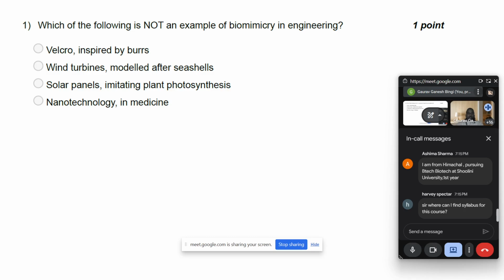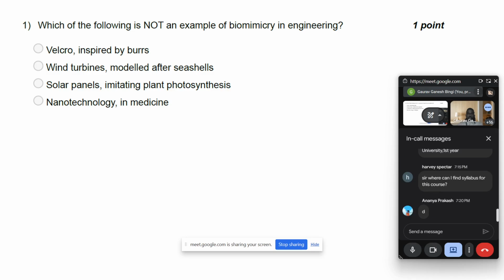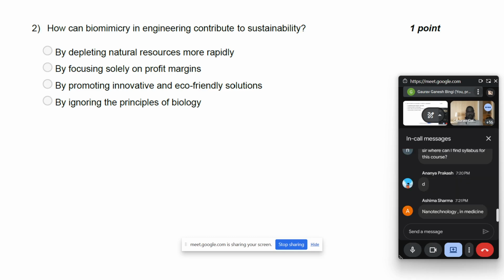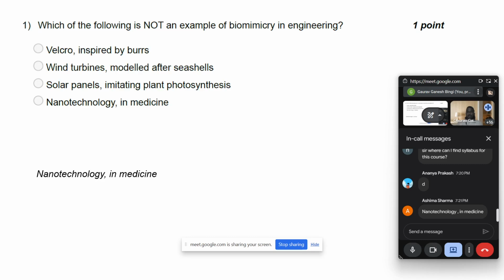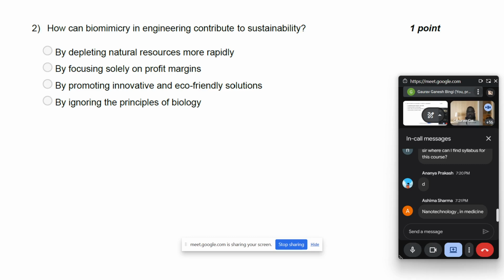Which one do you all feel? Write it in the chat box or unmute yourself and answer. Is it Velcro inspired by birds, wind turbines modeled after seashells, solar panels imitating plant photosynthesis, or nanotechnology in medicine? Okay, Ananya says D, and the answer is D itself. I want everyone to answer so that it will be a bit interesting. Yes, you're right. Instead of writing the whole sentence, the first option is A, second option is B, third option is C, fourth option is D, so that it will be easier to type and answer much more quickly.